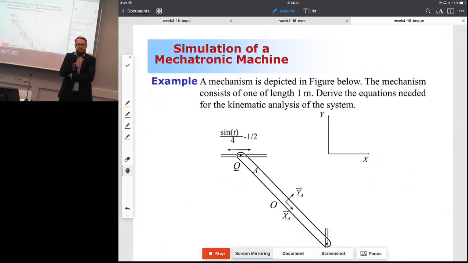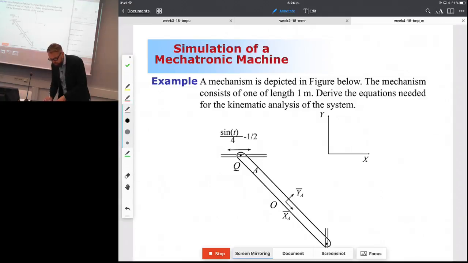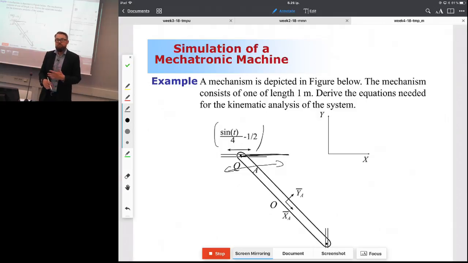Okay, remember this example with the one moving body. Now what I will do next is constrain this one moving body in such a way that this point Q is no longer free to move along the global x-axis, but instead it has to follow this equation, which is a sine of time divided by 4, minus 1 divided by 2. That's my constraint. It's a driven constraint. I'm forcing this point to follow this equation, and it will follow no matter what.